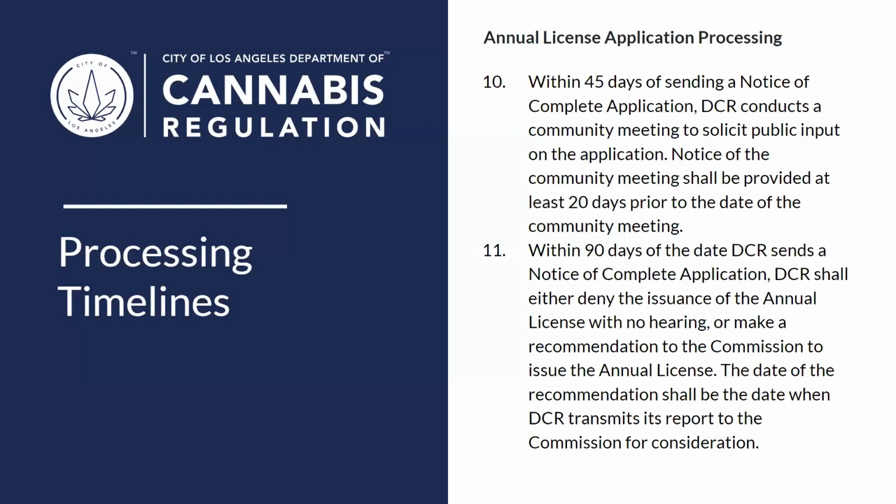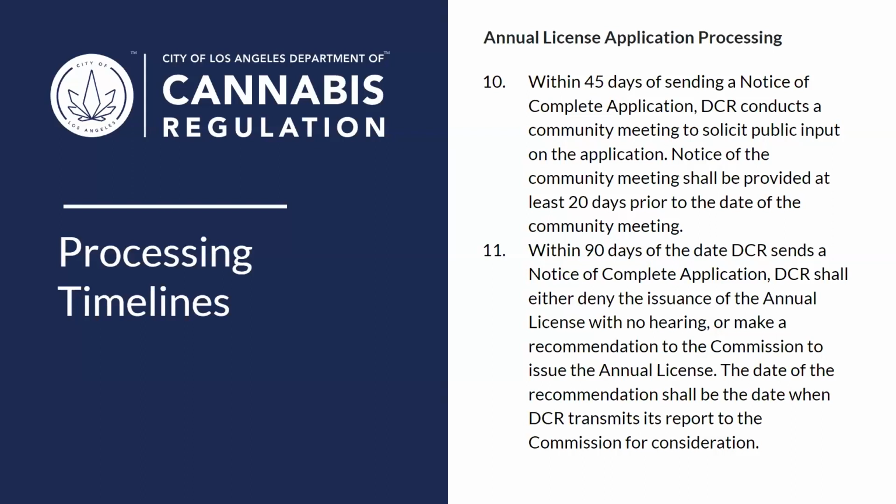Because we have to provide notice at least 20 days prior to that community meeting, there's going to be some overlap between when the applicant may pay the fees and when DCR has to provide notice. So ultimately, if we do provide notice and you fail to pay the fees, the record will be deemed abandoned and a community meeting will not be conducted for the application because it will no longer be before DCR because it was abandoned. If you do have to refile, then you'll have to start the annual application process all over again.